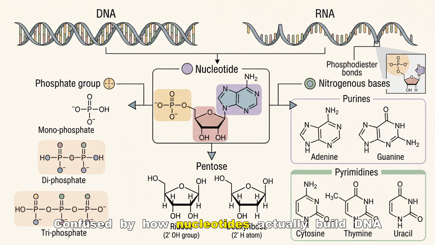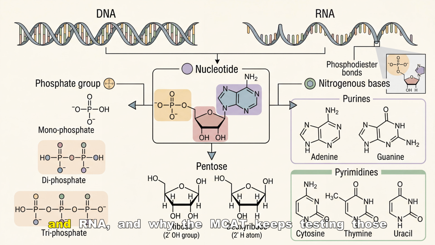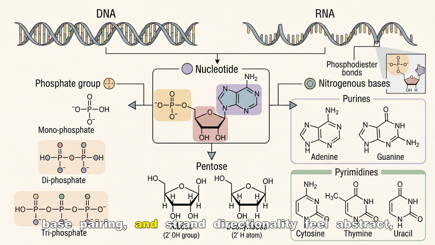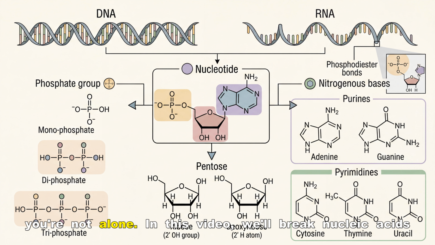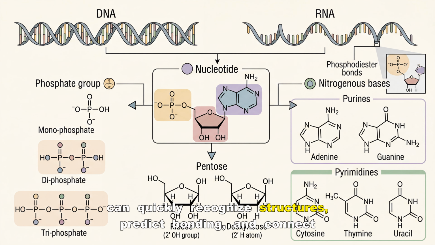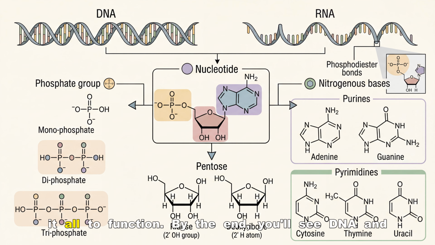Confused by how nucleotides actually build DNA and RNA, and why the MCAT keeps testing those tiny details? If terms like phosphodiester bonds, base pairing, and strand directionality feel abstract, you're not alone. In this video, we'll break nucleic acids down into simple, high-yield pieces so you can quickly recognize structures, predict bonding, and connect it all to function.